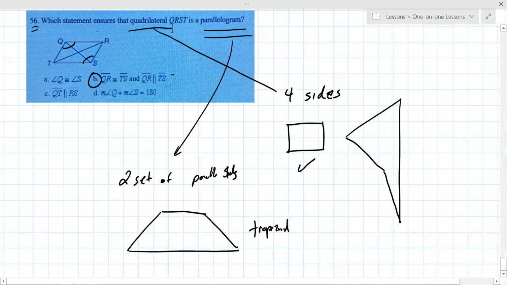If QR is congruent to TS and QR is parallel to TS, that means that these other angles are congruent. That angle is congruent to that angle. If those are congruent, then you probably can show that the triangles are congruent. So that's congruent to that. There's a lot of things that could come out of that. I wouldn't dwell on that too much.